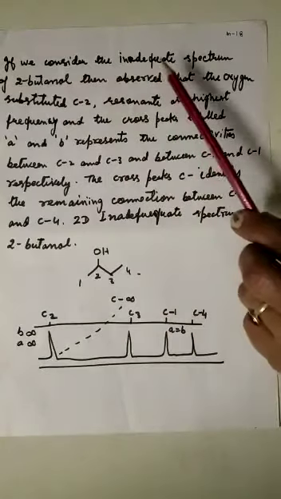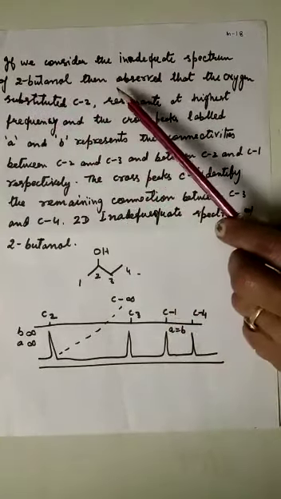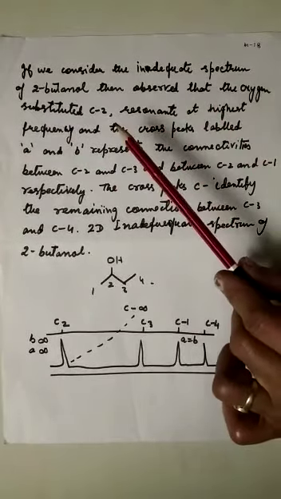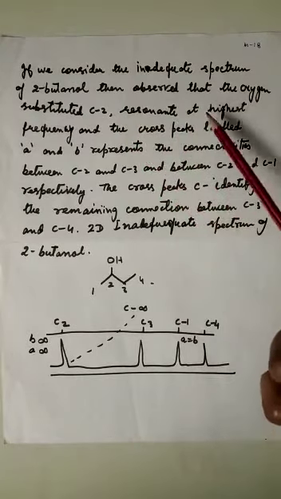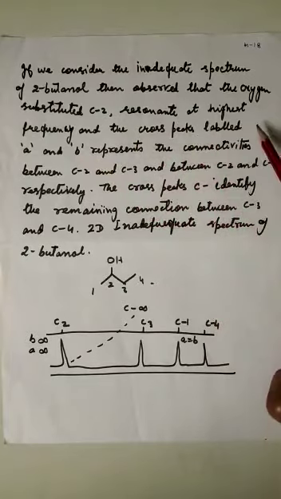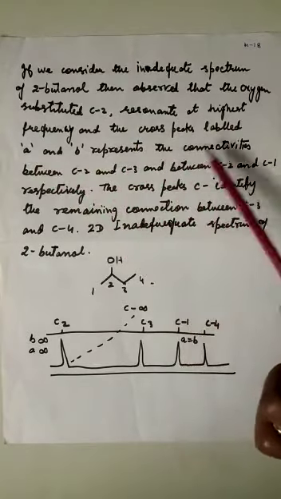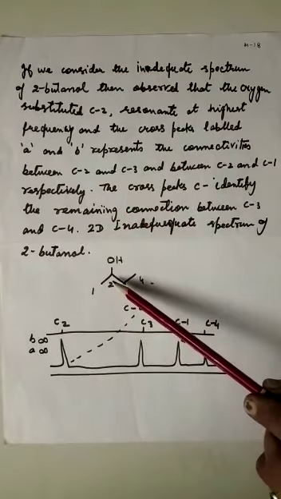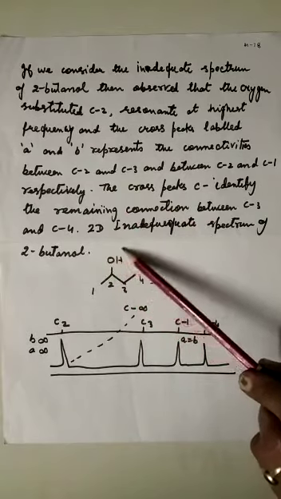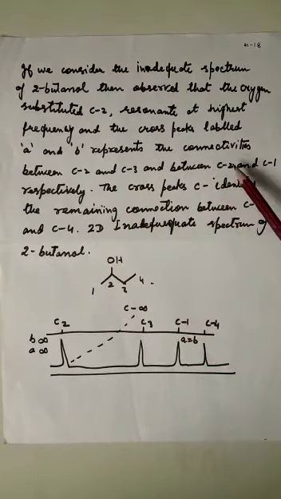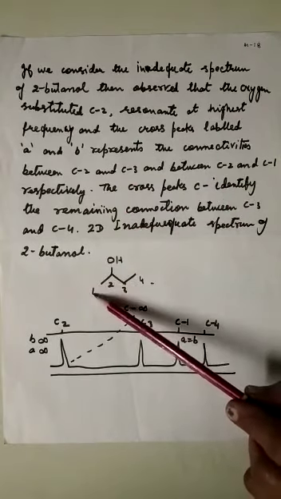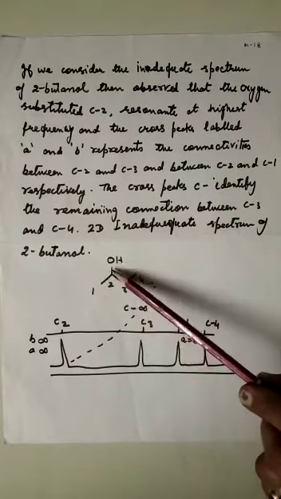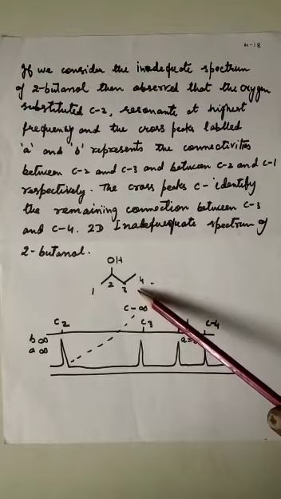Now if we consider the INADEQUATE spectrum of 2-butanol, it is observed that the oxygen-substituted C2 resonates at the highest frequency, and the cross peaks labeled A and B represent the connectivities between C2 and C3. This is the OH of 2-butanol. So this carbon atom which has the heteroatom at position 2 is connected to 1, and here it is connected to 3 respectively.